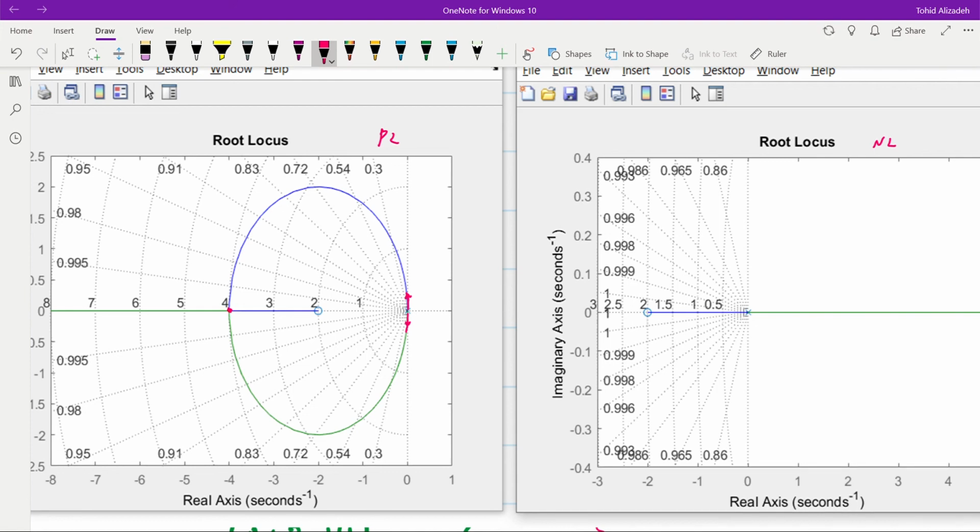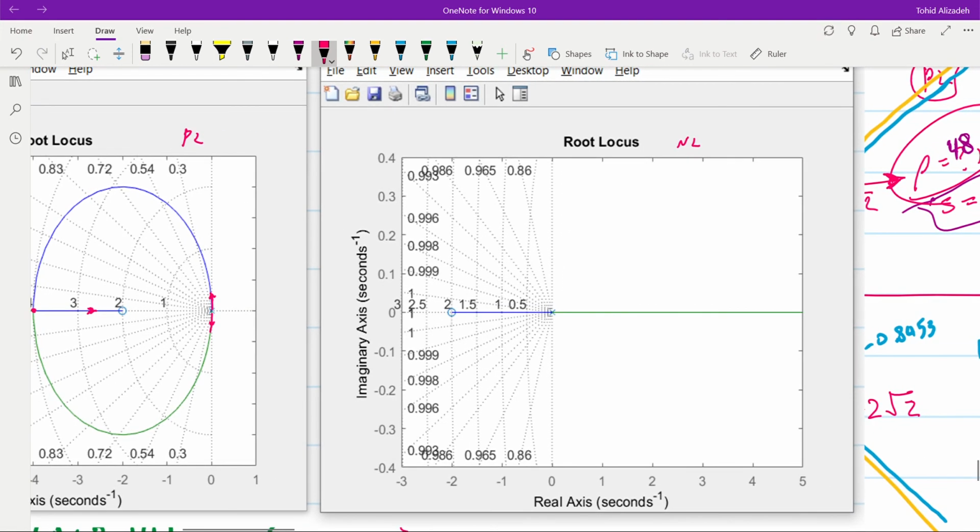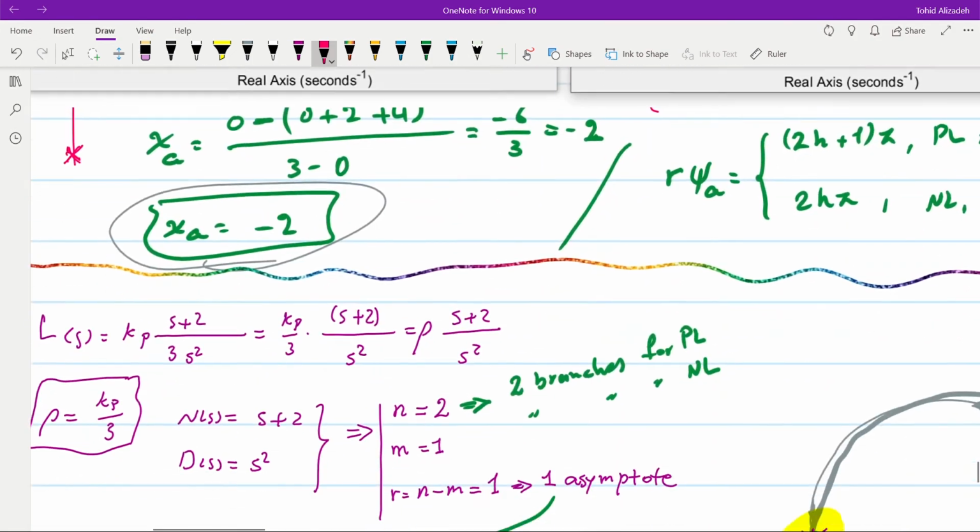Then one goes towards the 0 on the real axis at minus 2. The other one goes towards minus infinity. And similarly for the negative locus, the branches originate from the open loop poles at 0. One goes towards the 0 at minus 2, and the other one moves towards plus infinity on the real axis. So what we get with Matlab is consistent with what we have obtained manually for the Root-Locus plot.